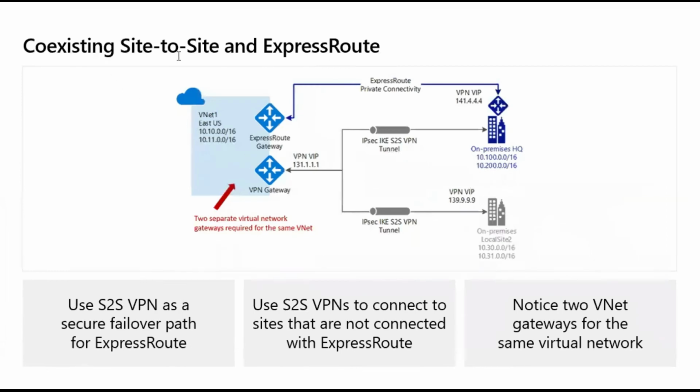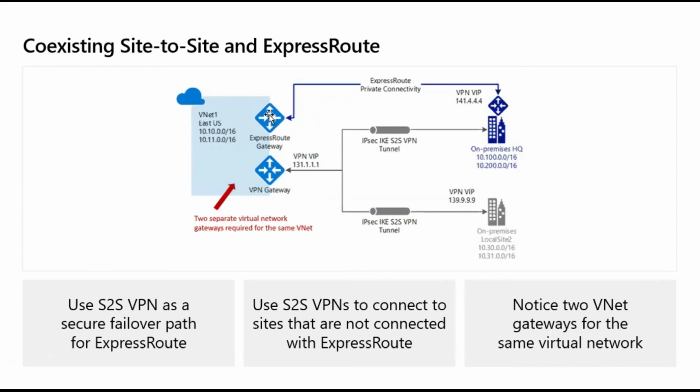So coexisting site-to-site VPN and ExpressRoute, they're saying that you can have site-to-site VPN plus you can have additional ExpressRoute. So you can have two connections. In this way, it's kind of like failover. If one is down, another one will work. So use site-to-site VPN as a secure failover path for ExpressRoute. Use site-to-site VPNs to connect to sites that are not connected with ExpressRoute. Notice two VNet gateways for the same virtual network.